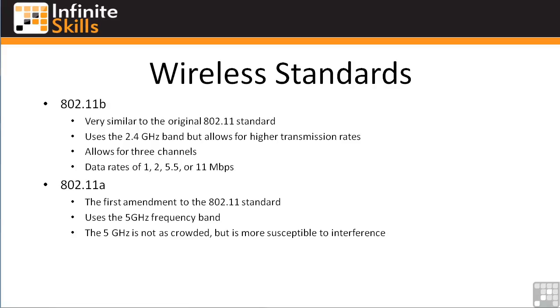It can't pass through walls nearly as easily as 802.11b or any of the protocols that use the 2.4 GHz band. The 802.11a standard allows for 12 channels and data rates of 6, 9, 12, 18, 24, 36, 48, or 54 megabit, just like the 802.11g standard, which we'll talk about on the next slide. We'll pick up with our discussion of wireless standards in the next video.